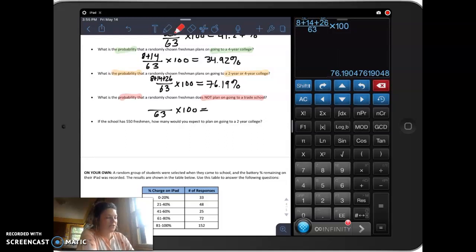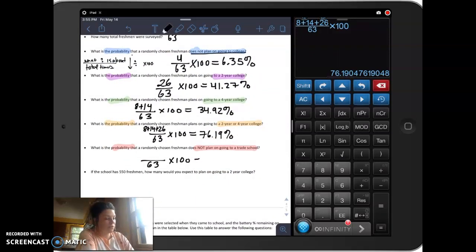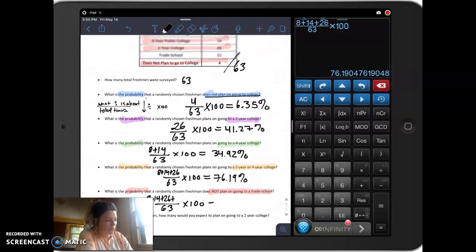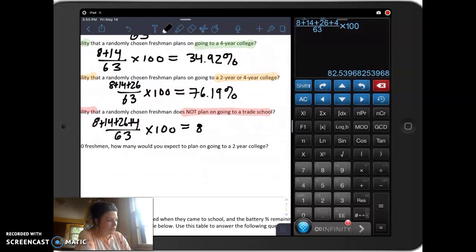And not trade school means everything that is not a trade school. So that would be not going to college, 2-year, 4-year, 4-year. So we're going to do all of those numbers added together. 8 plus 14 plus 26 plus, what was the last one? 4. All right, so we're going to go plus 4 there, and we can see that it is 82.54%.